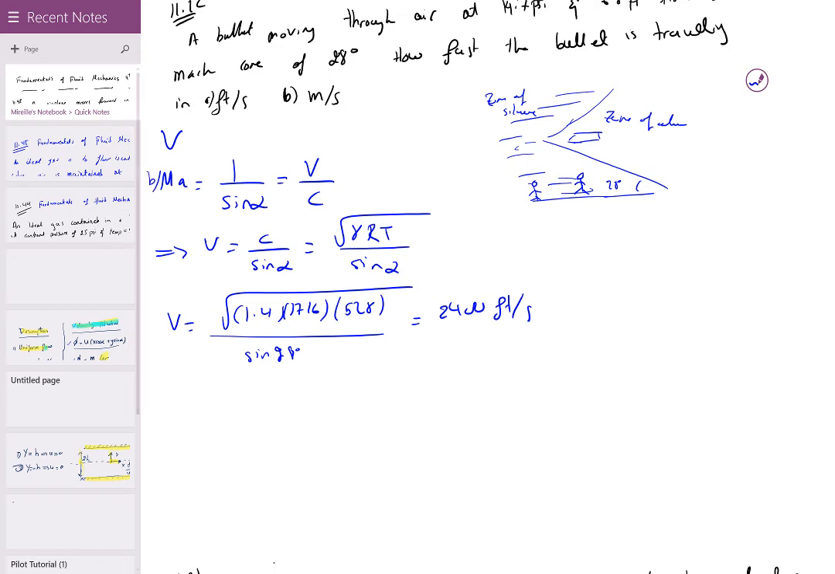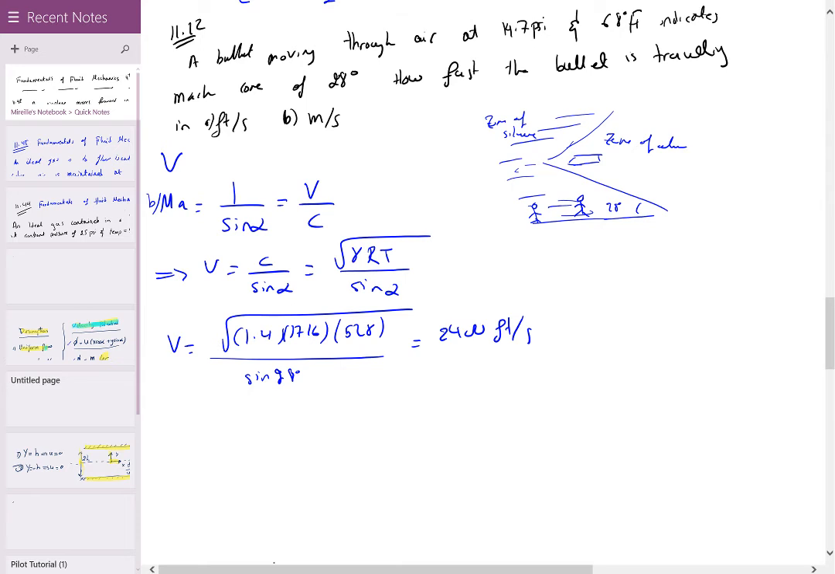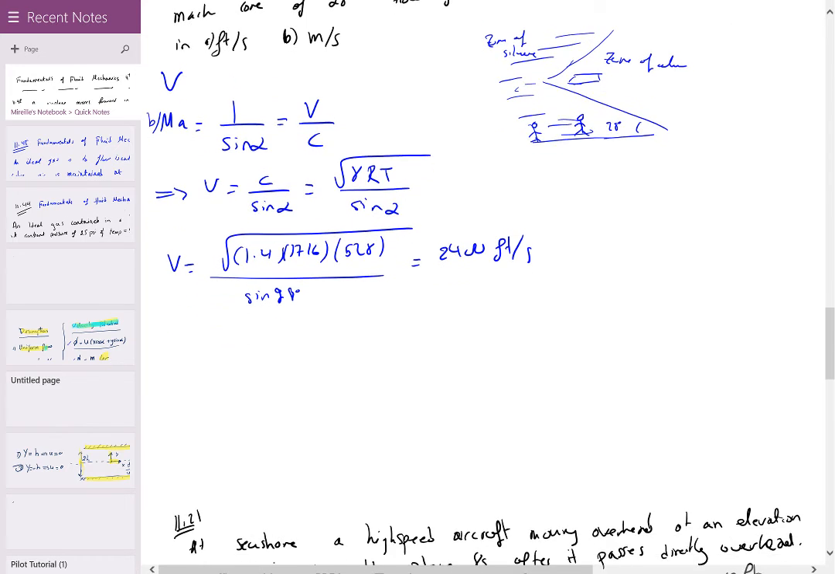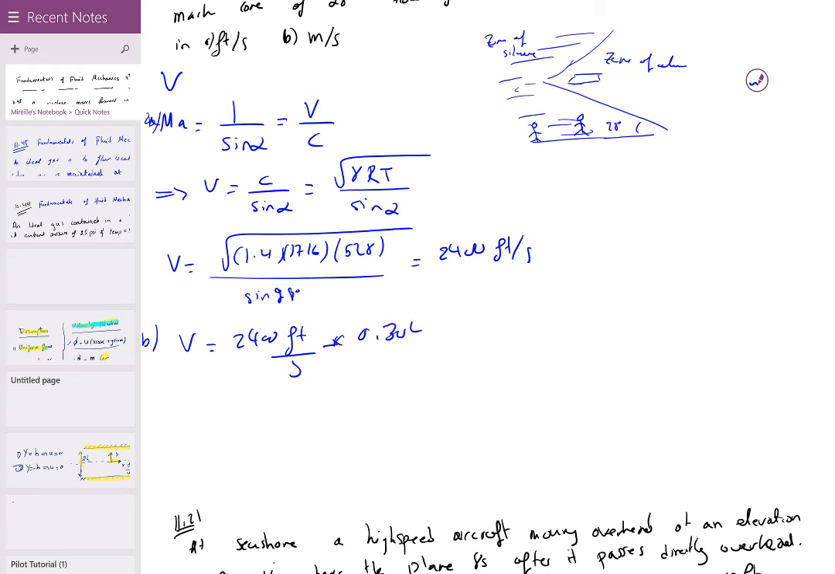We'll start with part B because the question is already lined up for us to get the answer in feet per second. Meters per second, so that's part A, sorry. Part B, meters per second. We have V is 2,400 feet per second. We multiply that by 0.3048 meters per foot. So we'll get 732 meters per second. This is one type of problem where you're given the angle and you're asked to find the velocity or the distance. In this case we find the velocity.